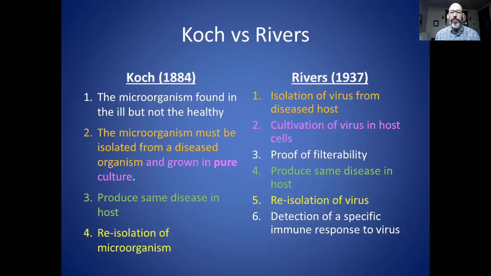Then the fifth criterion is re-isolation of the virus. So that's from the person that you produced the disease in. You can once again isolate that particle or agent from that person. And then finally, the detection of a specific immune response to the virus. And this is much more difficult to prove because of the specificity issue. But I'm not going to really cover that very much during this talk because it is, in my opinion, the least important of the criteria.